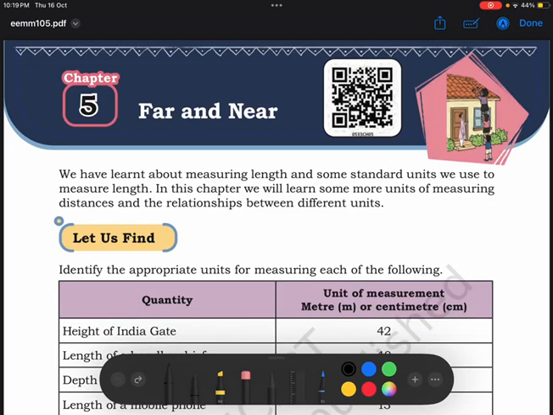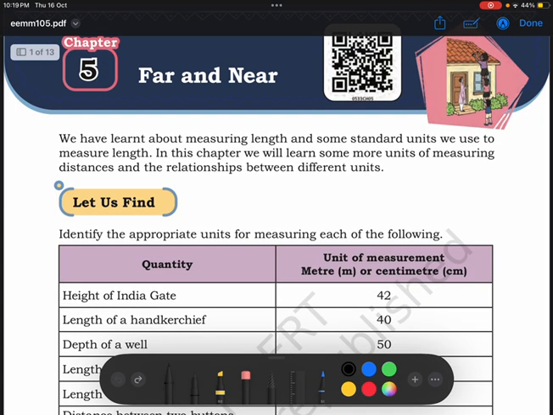Hello dear student, today in this video we will learn class 5 maths textbook Maths Mela chapter number 5. The name of the chapter is Far and Near. So in this chapter we will learn about different units of measurement of length. The basic units of measurement of length are meter and centimeter.